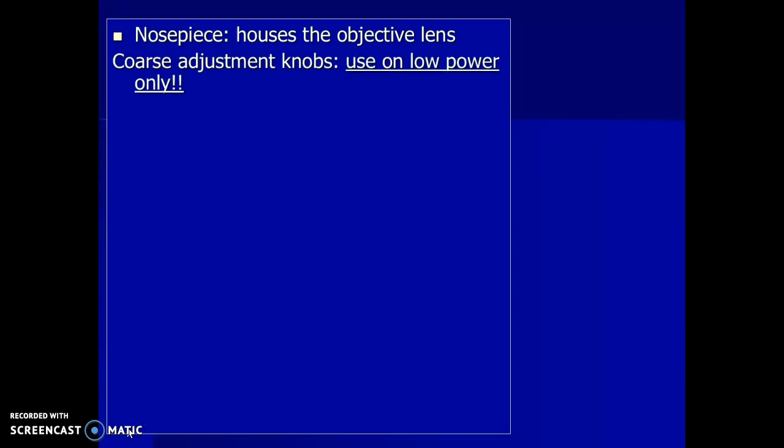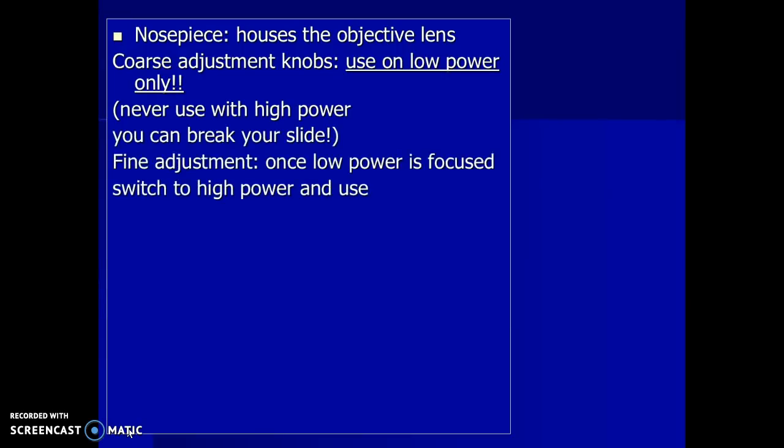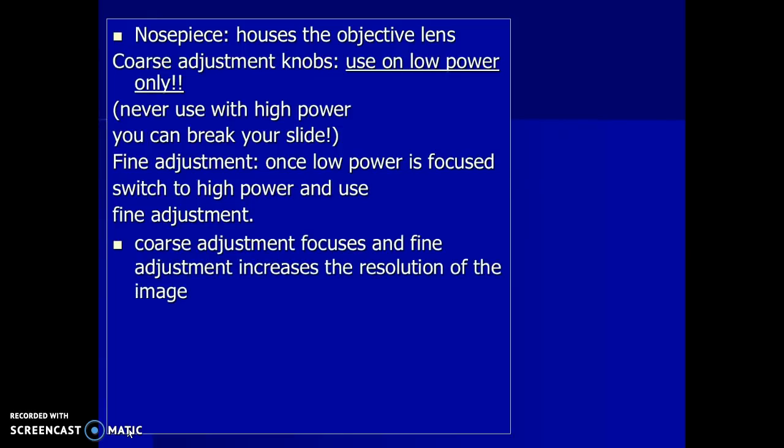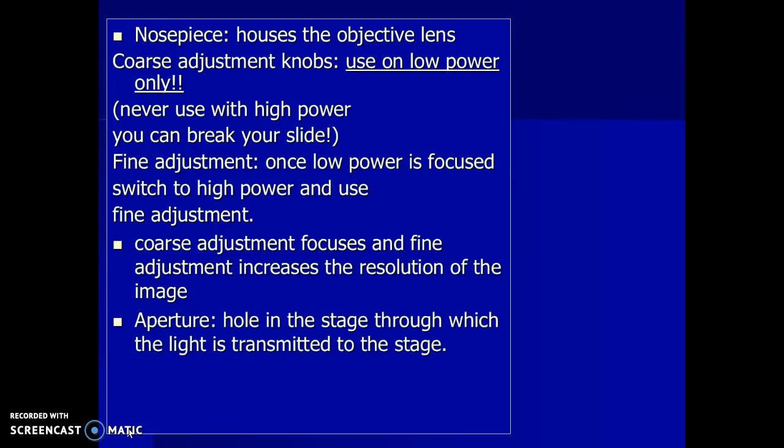The nose piece holds the objective lens. The objective lenses are mounted on a rotating turret. Coarse and fine adjustment knobs are used to focus the microscope. The coarse adjustment knob is used to focus under low power only, and once you move to the higher power, you never ever move the coarse adjustment after that. Use only the fine adjustment to focus on your specimen.